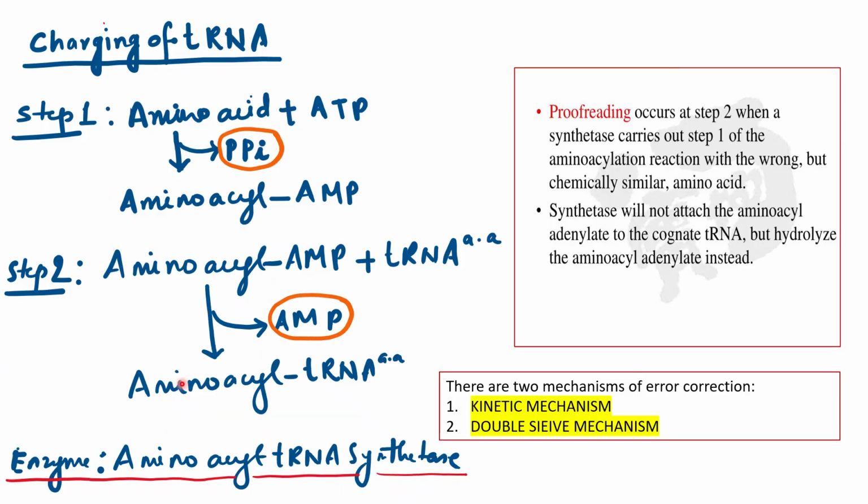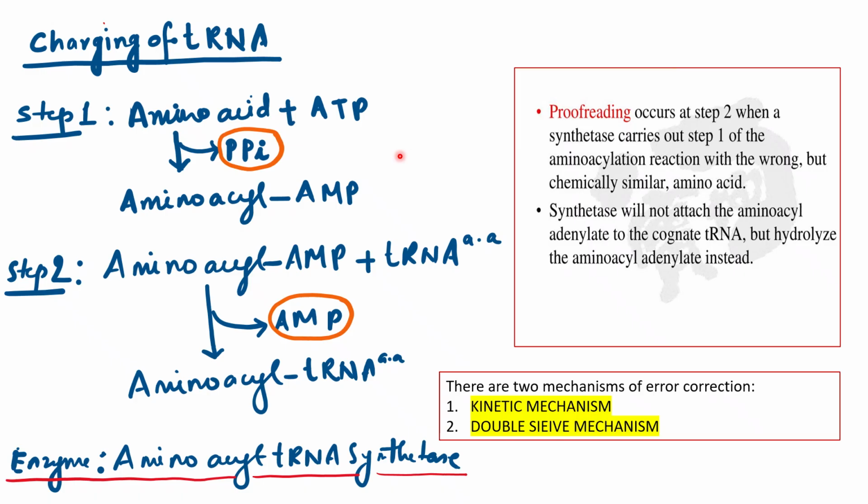Let us go back to charging of tRNA first. So we all know that charging occurs in two steps. In the first step, an amino acid is activated using ATP, and in this process, aminoacyl AMP is formed with the release of pyrophosphate. This pyrophosphate is eventually hydrolyzed by pyrophosphatase, releasing a large amount of extra energy which pulls this reaction in the forward direction.